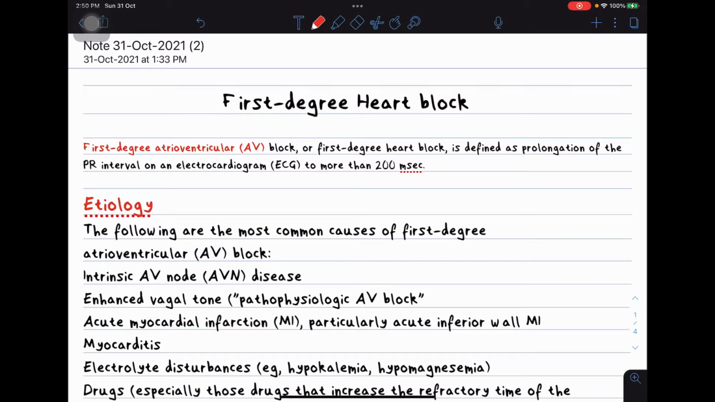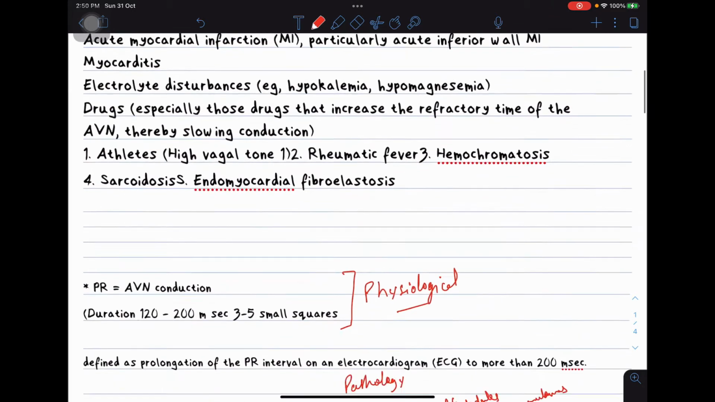First degree heart block. First degree atrioventricular block, or first degree heart block, is defined as prolongation of the PR interval on electrocardiogram to more than 200 milliseconds. So before understanding the first degree heart block, we have to understand the electrical pathway of the heart.